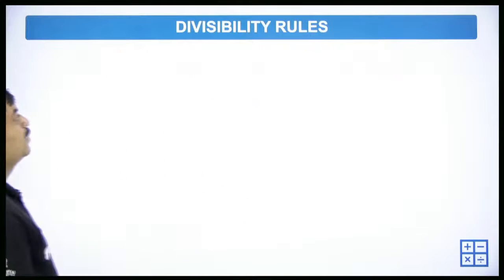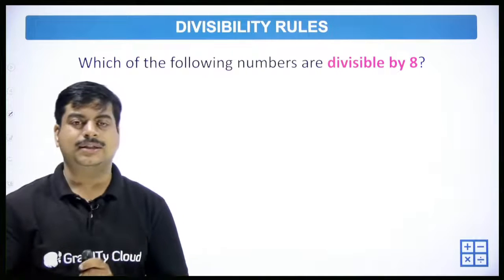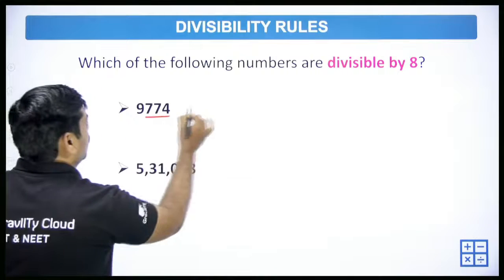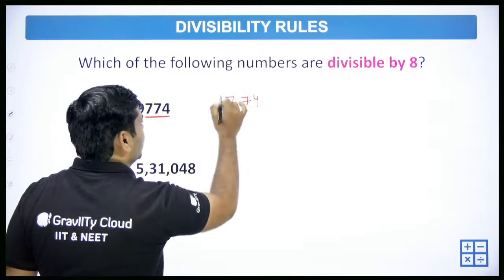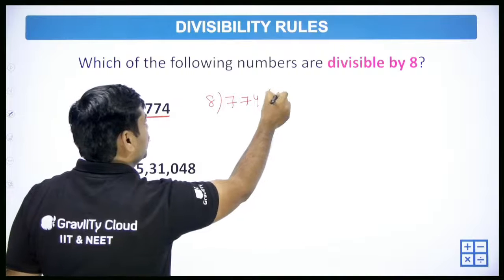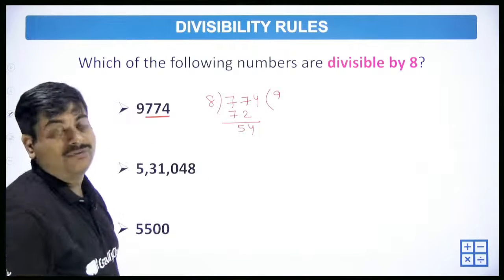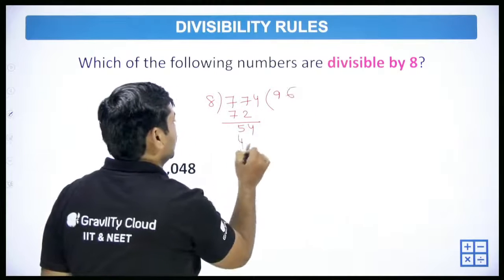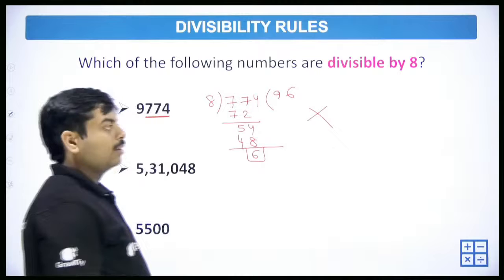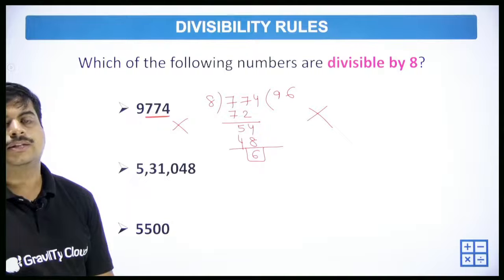Right? So what is the next one we are having here? Which of the following numbers are divisible by 8? 8 we discussed. The last 3 digits are very important. 9774. Let us try to find that 774 with 8. 8 ones are 8. No. 8 9s are 72, so we have 5, 4. 8 7s are 56. 8 6s are 48. We are not getting a 0 as a remainder. So we can say that 9774 is not divisible by 8.